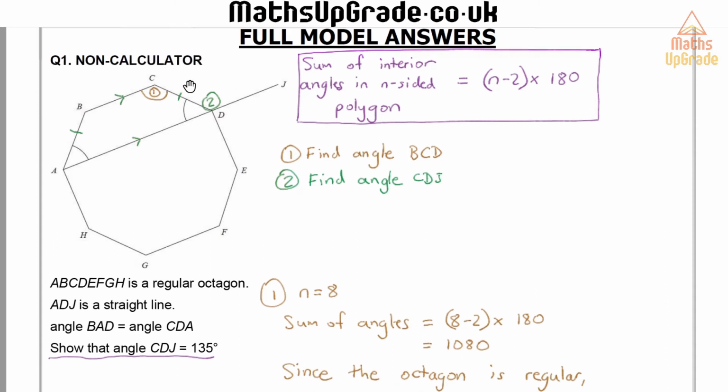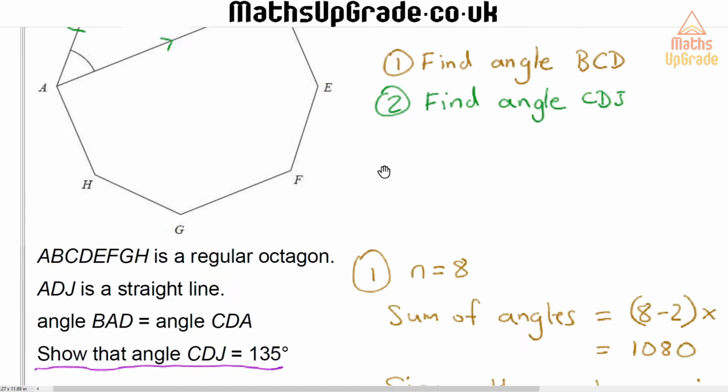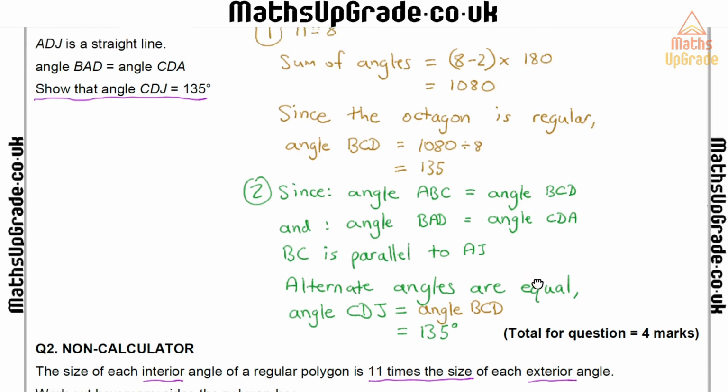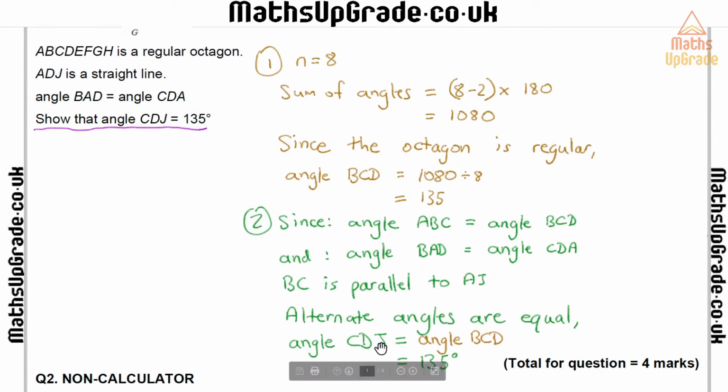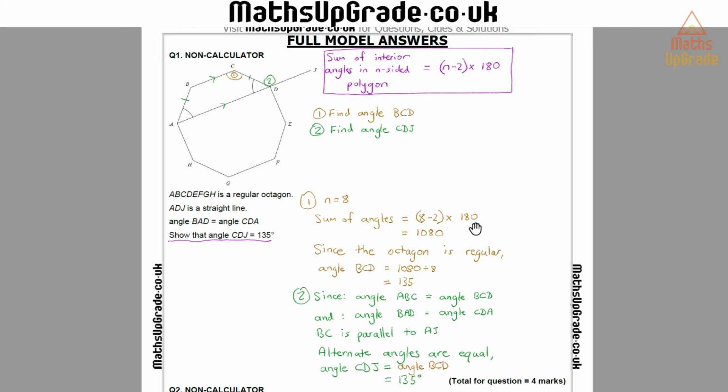And the angle fact I'm going to use is that alternate angles around parallel lines are equal. So this angle 1 and this angle 2 are alternate angles. Okay, because this is a parallel line, that's a parallel line, and that is a transversal. That's the line cutting them. So these two are equal angles, since they're alternate angles, and so therefore angle CDJ is equal to angle BCD. So angle CDJ is equal to the angle I've worked out here, which is 135 degrees. So that question is worth 4 marks, and that's the solution there. Just make sure you give your reasoning for each part of the question.